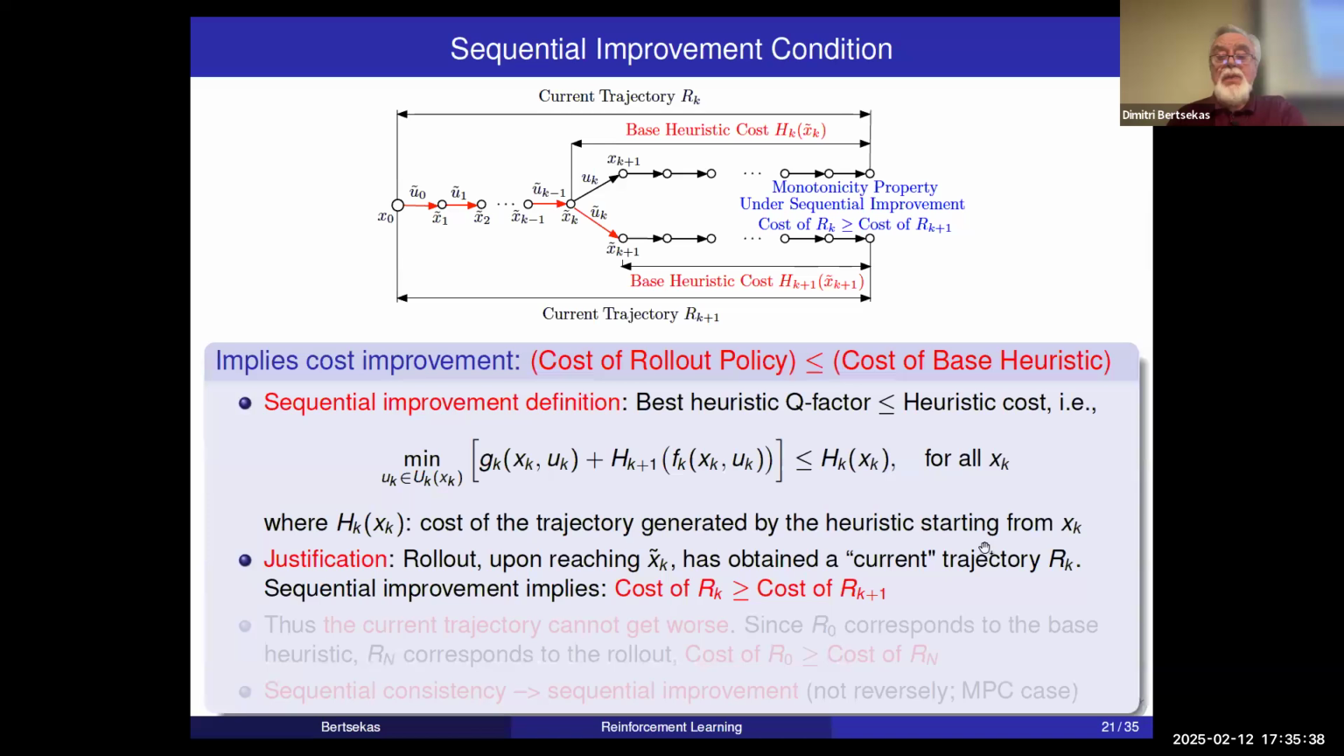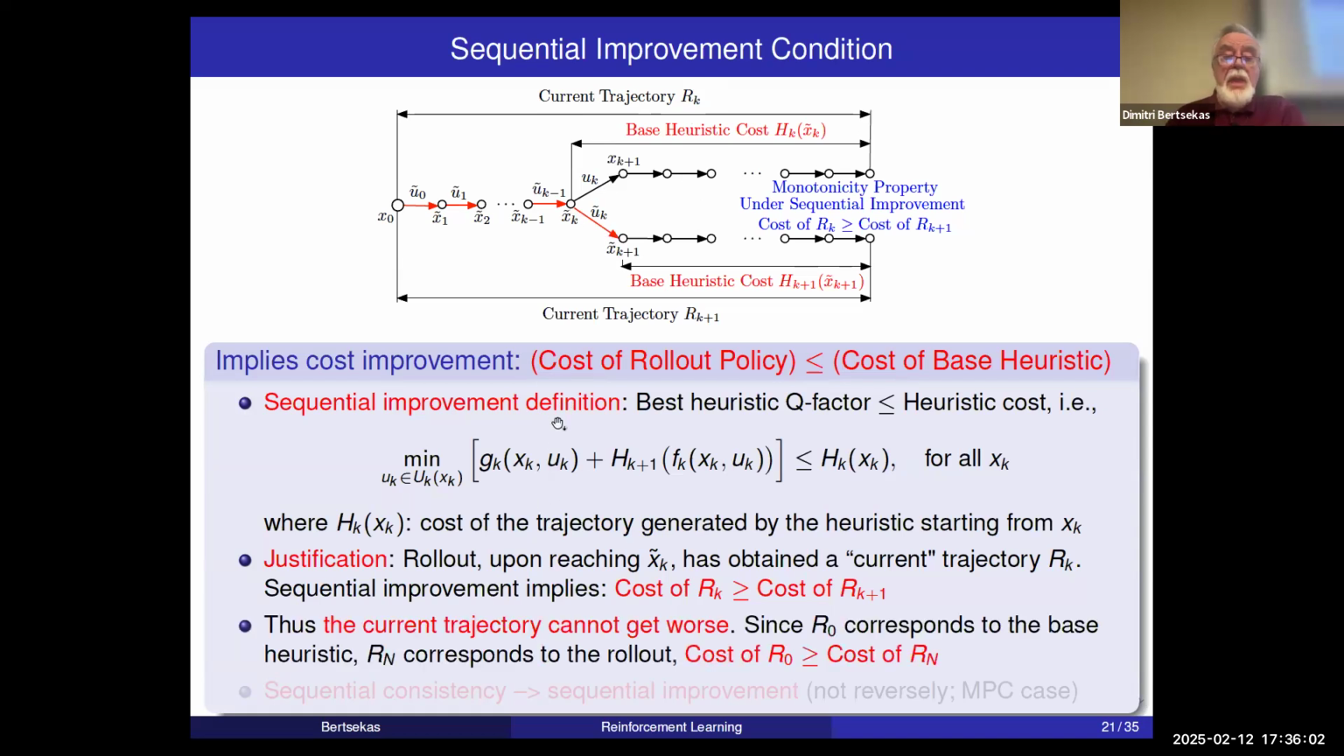Upon reaching xk, we have obtained a current trajectory, which is the best trajectory that we have seen so far, corresponding to the rollout algorithm up to this point, plus the trajectory of the base heuristic. We will call this trajectory Rk. Now, with the next rollout step, we compare this together with the other ones, together with this best Q factor, and this comes out to be better than this one.